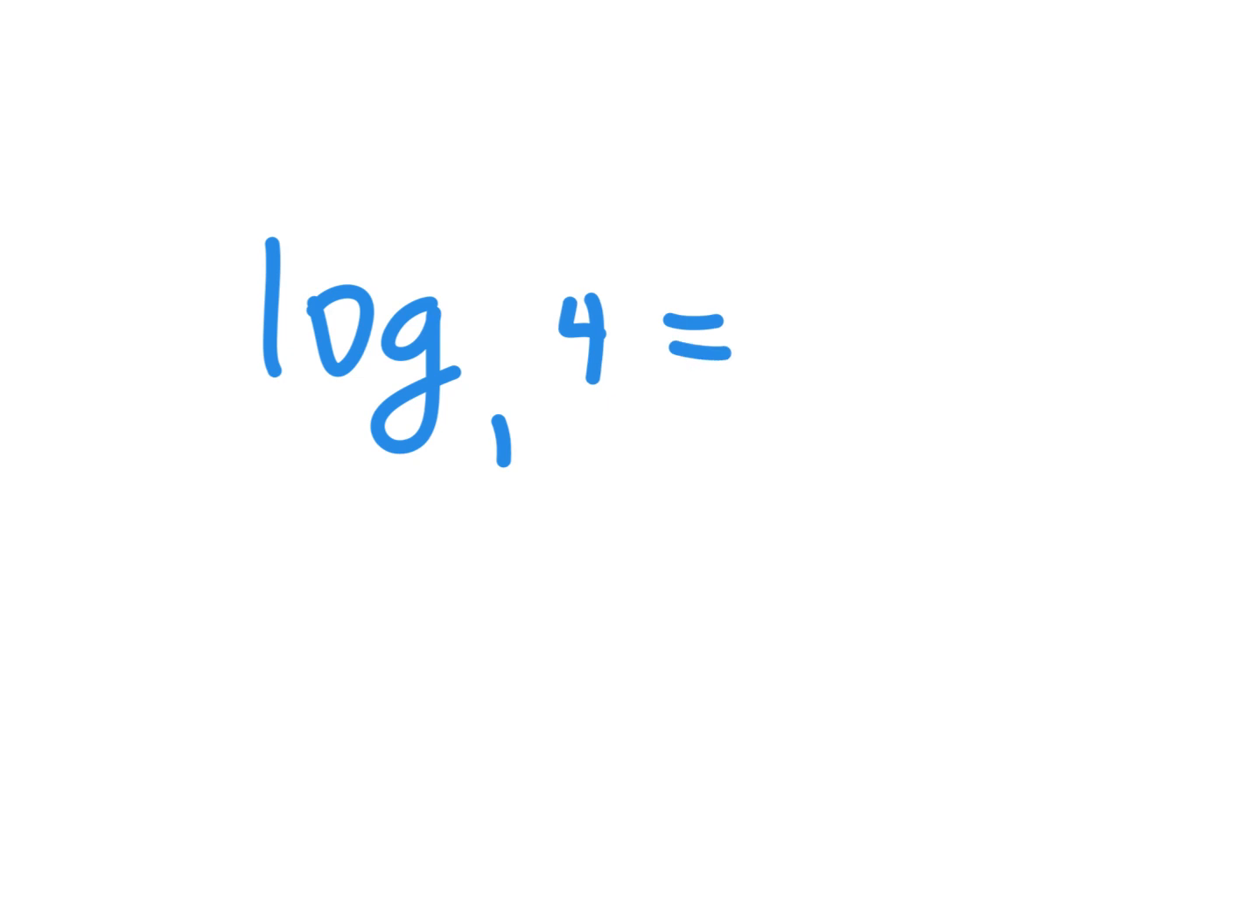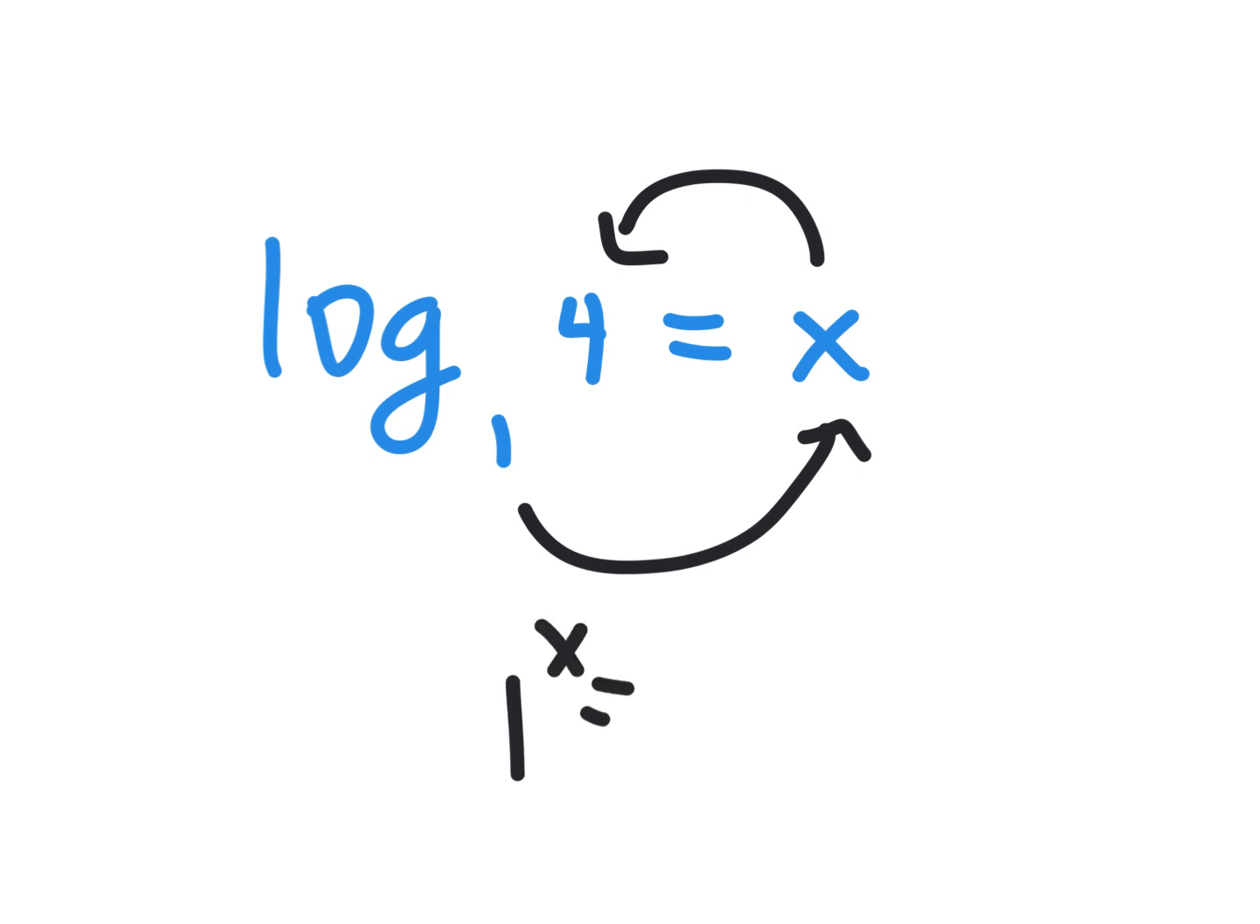Prepare to not like this. Log base 1 of 4 equals what? What the heck does log base 1 of 4 equal? At first, it seemed fairly simple. You just go 1 to the x equals 4, right? What's the problem with that? There's nothing. There's no way to do that. There is no number you could put here to make it true.